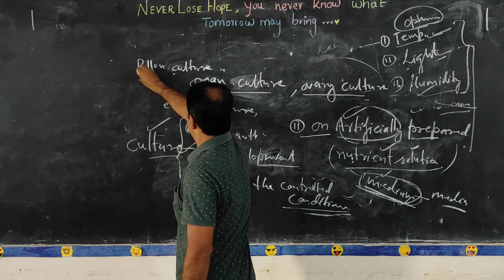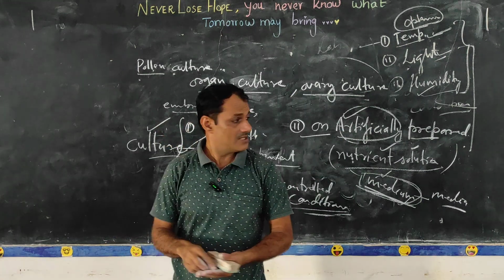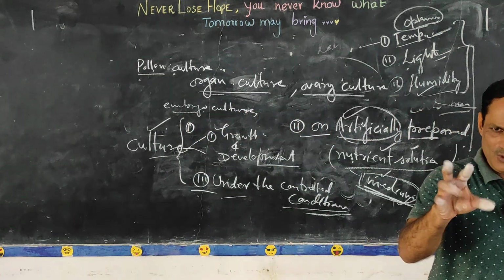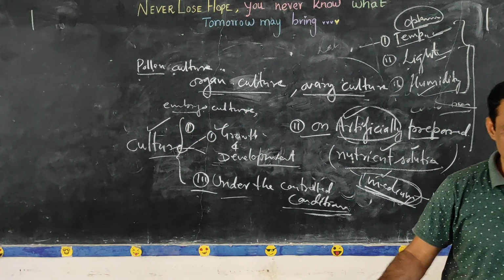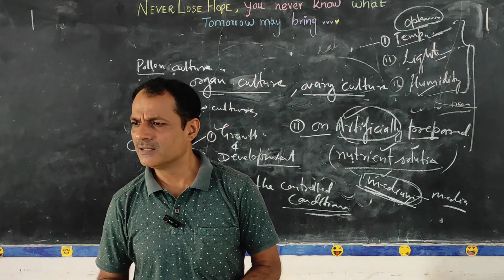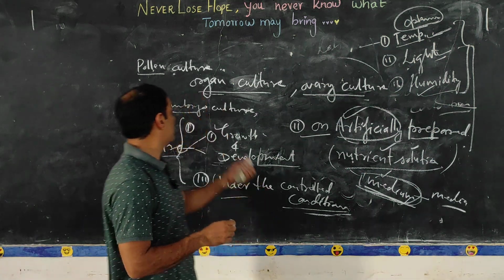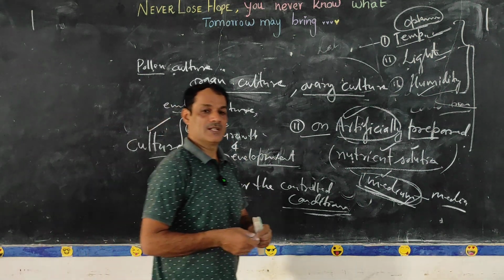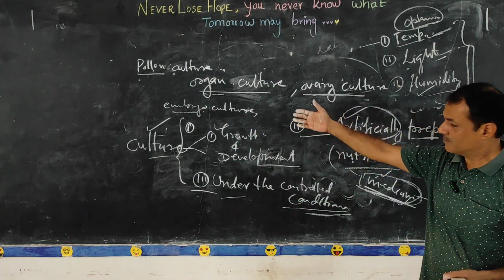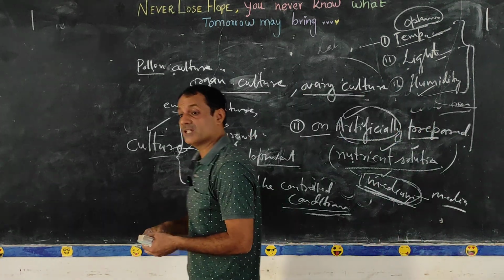So, what is the difference here? See here, pollen culture, organ culture, ovary culture, embryo culture. Basically these are organs of the plant. Plants have few organs only. What are these? Root, stem, leaf, flower, seed, fruit. And if we go deep inside, we can get anthers, pollen, ovary and embryo sac, even endosperm. So, these different organs we can also culture.